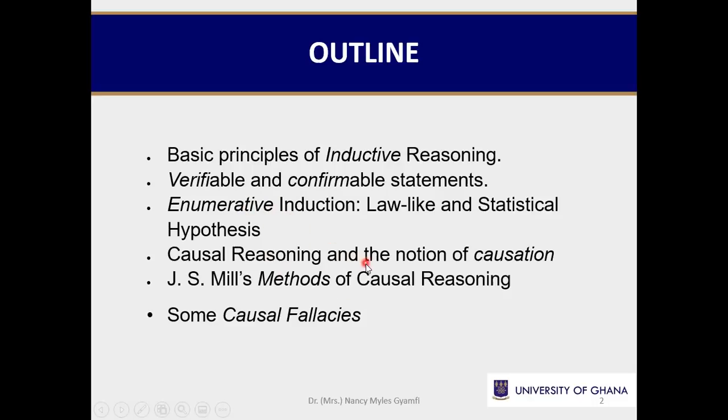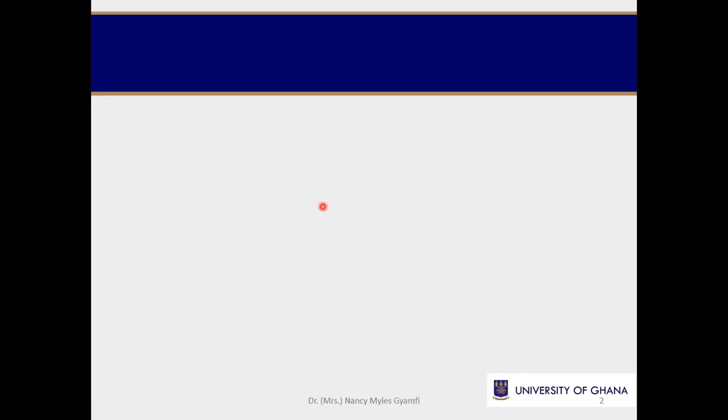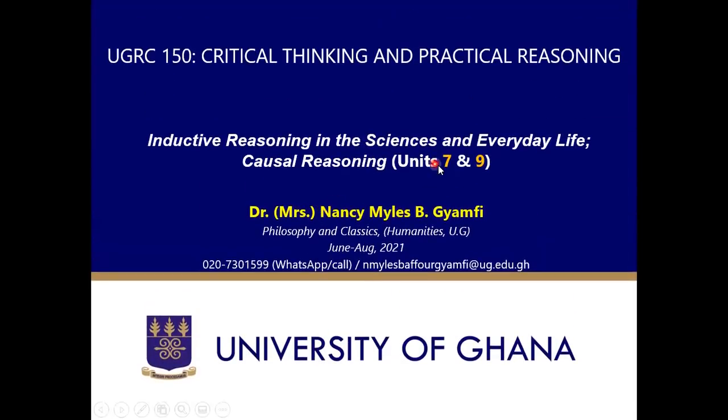Then in these slides, of course, I'll cut them into chunks again, but we top it up with causal reasoning, which is in your Unit 9, and the notion of causation. We will build that up with J.S. Mill's methods of causal reasoning. Then we will engage some causal fallacies. So you will see that the slide, the PowerPoint, is labeled Unit 7 and 9, but the two together will be cut into chunks. There's a reason why I do it that way, for coordination.